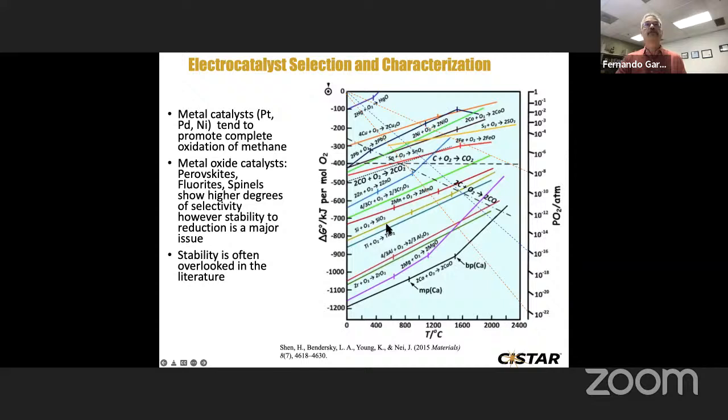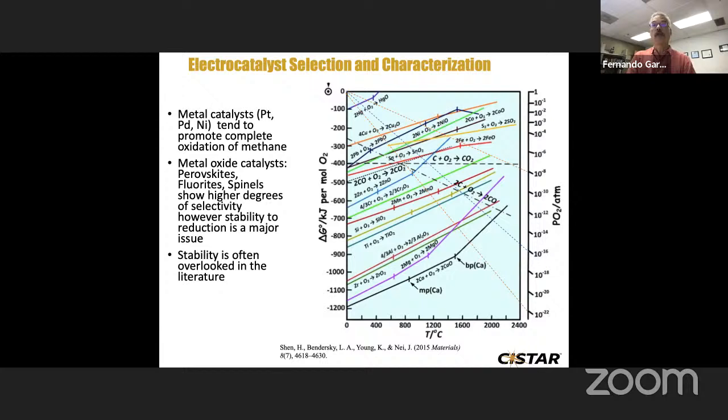It's important to select electrocatalysts which are stable under the very chemically reducing conditions in which the oxidative coupling of methane occurs. Unfortunately, this is often overlooked in the literature. There are a number of metal catalysts which of course would be stable under reducing conditions. However, they tend to promote complete oxidation of methane to the lowest thermodynamic state, whether it's carbon monoxide and hydrogen or CO2 and water. On the other hand, a lot of research has been done on metal oxide catalysts, perovskite-structured, fluorite, spinels, and these show higher degrees of selectivity in some cases. However, stability, because they are oxides, is a major issue.